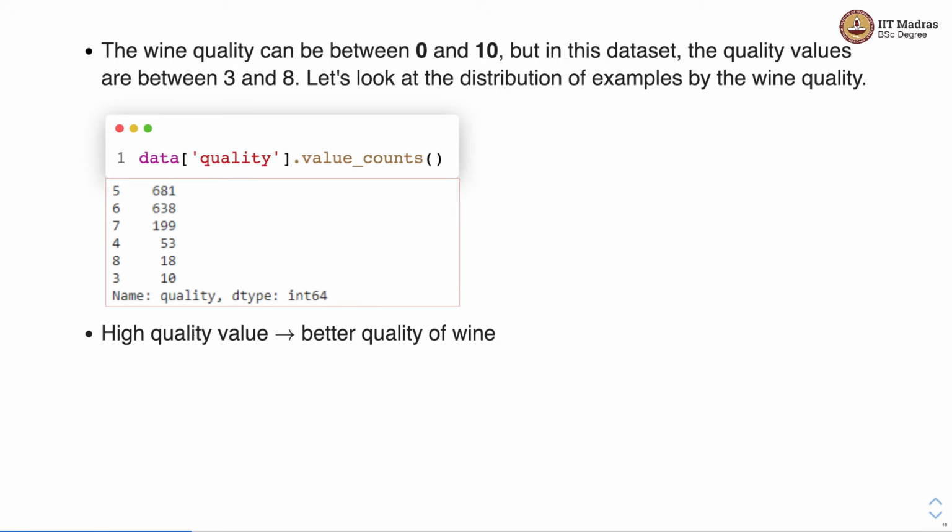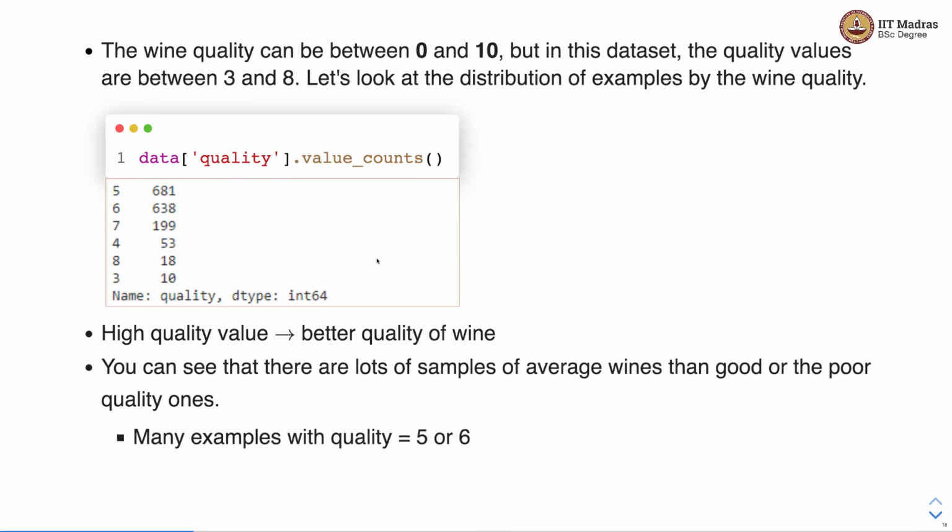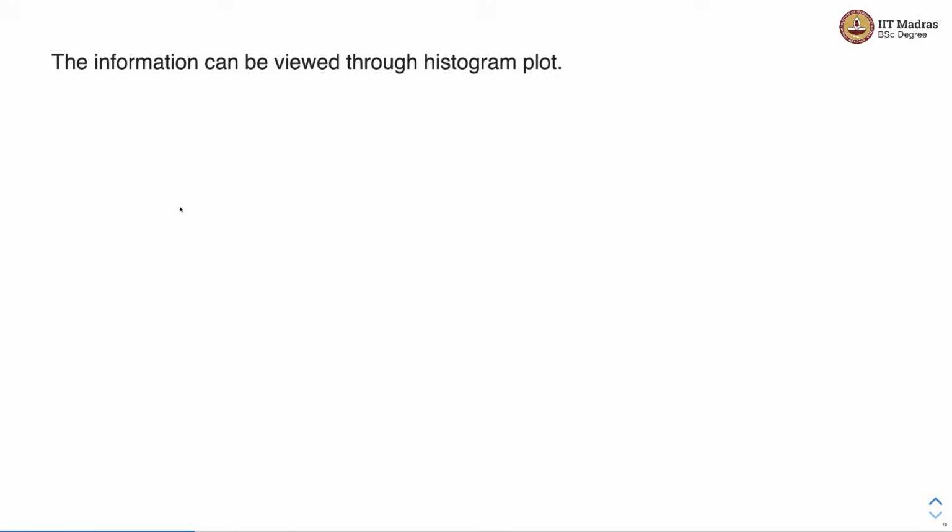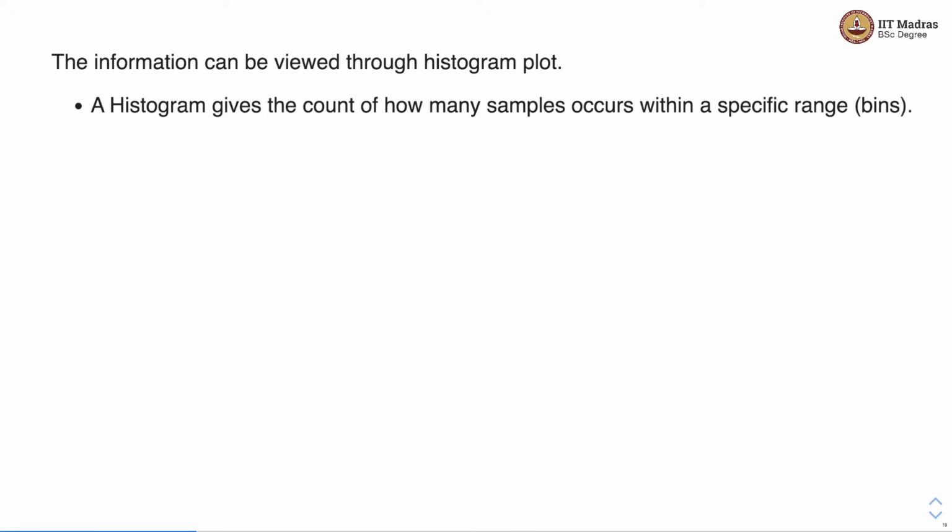The higher quality value implies better quality of the wine. And we can see that there are lots of samples of average wines than good or poor quality ones. There are many examples with quality 5 and 6. This information can be viewed through a histogram plot. A histogram gives the count of how many samples occur within a specific range.